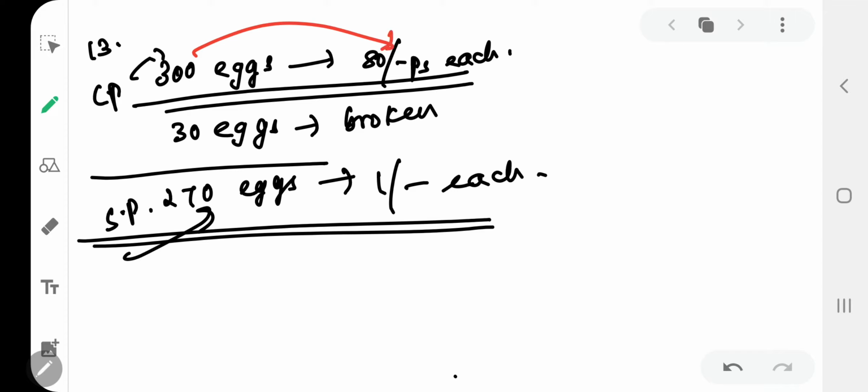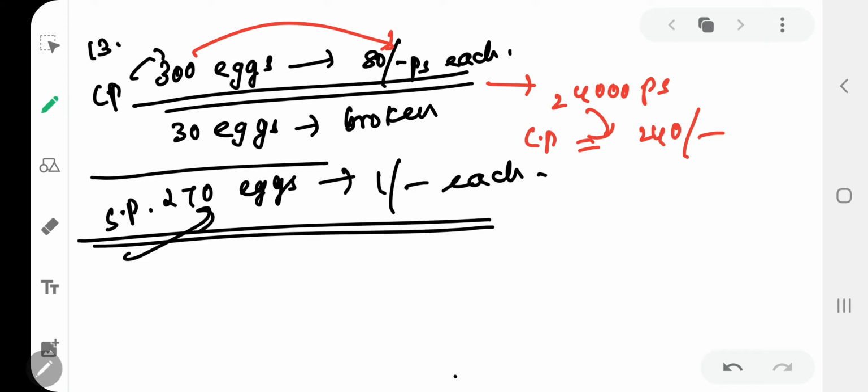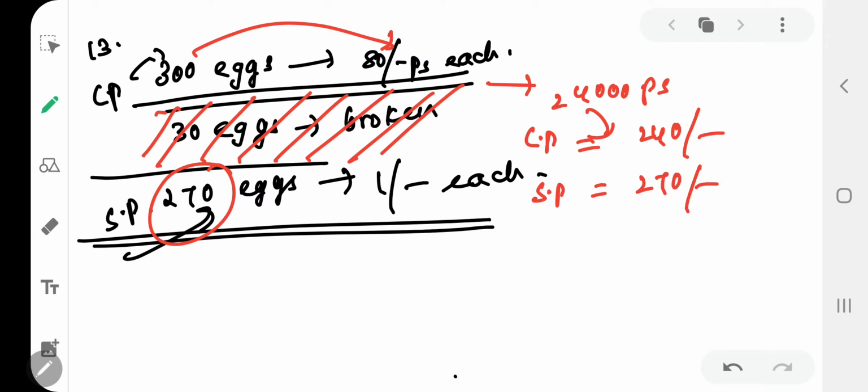If I do it in paisa, I'll get something like this. And if I convert into rupees, dividing with 100, I'll get 240 rupees. So that's my CP of 300 eggs. And what will be SP? SP will be of 270 eggs, because 30 eggs are broken, so you do not have to consider them. So 270 into 1, that will be your SP, that is 270.